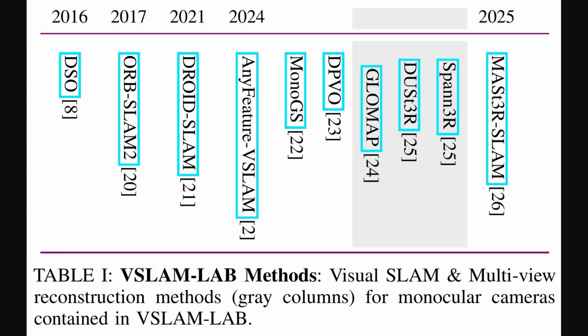So now that we know the data VSLAM-LAB handles from Table 2, what about the actual SLAM algorithms it integrates? Well, Table I here gives us that list. It shows the different visual SLAM methods, like Orb-SLAM2, Droid-SLAM, and Mass3R-SLAM, which we saw benchmarked earlier, alongside some others. It also includes a few multi-view reconstruction methods, highlighted in gray there. These are mostly focused on monocular cameras. Having this range of methods built in, spanning from 2016 to 2025, is really key to making those comparisons easy.